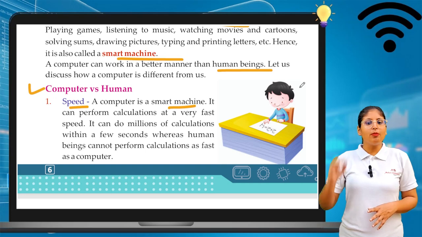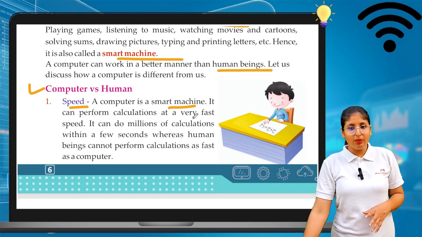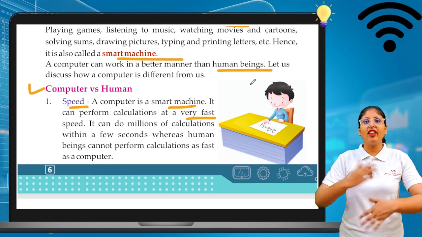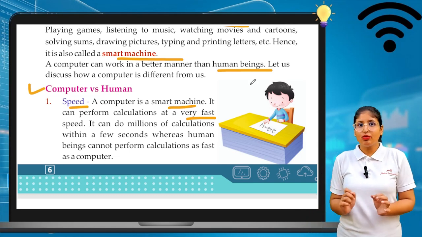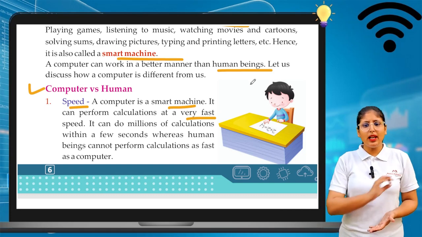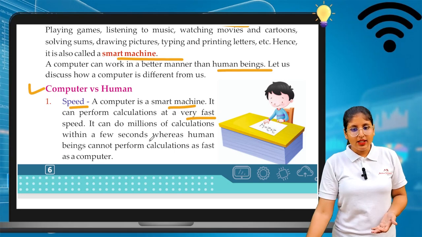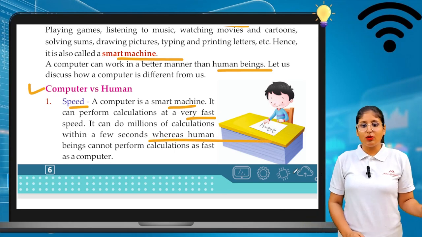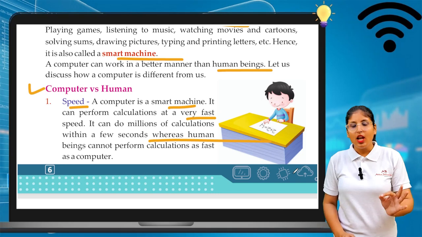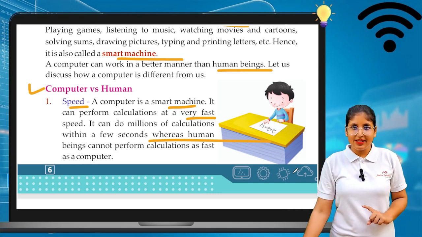It can perform calculation at very fast speed. With the help of computer we can do calculation at very fast speed. If you want to do it by yourself, it takes time. It can do millions of calculations within a few seconds, whereas human beings cannot perform calculation as fast as computer. So we can say computer is faster than human beings.